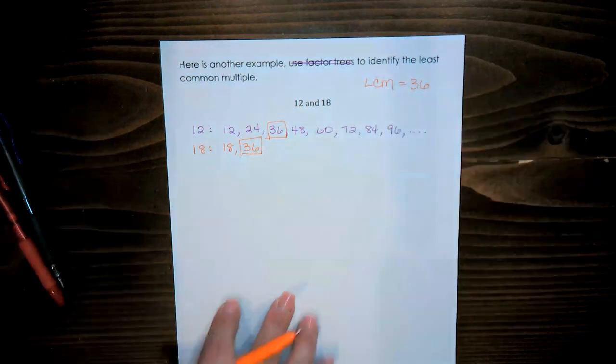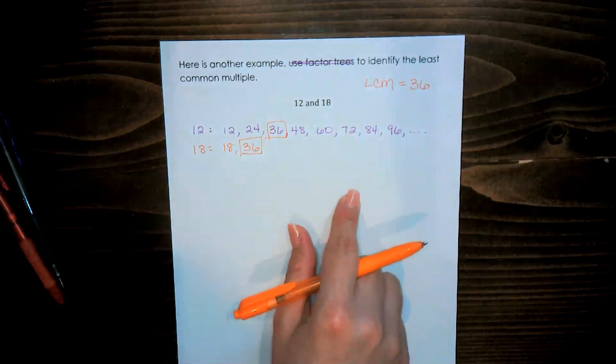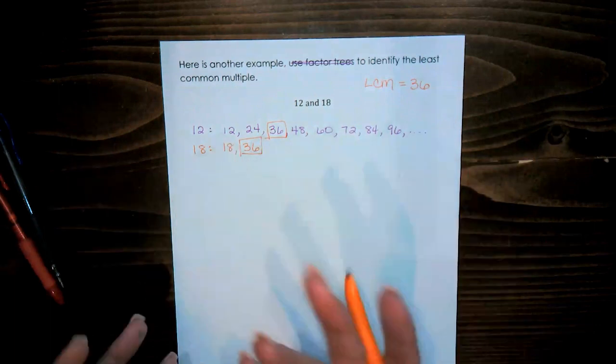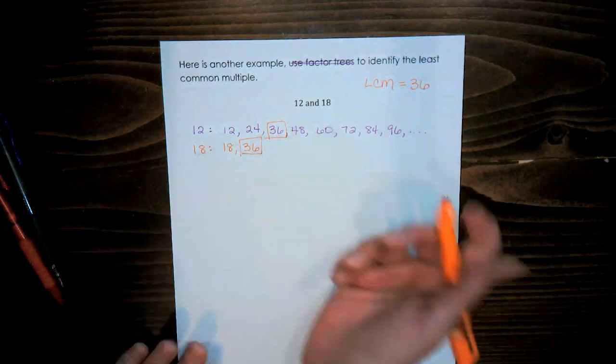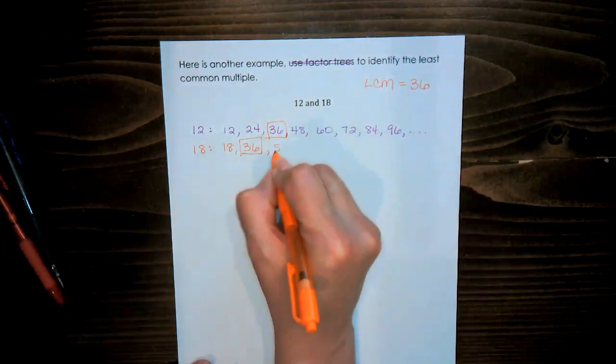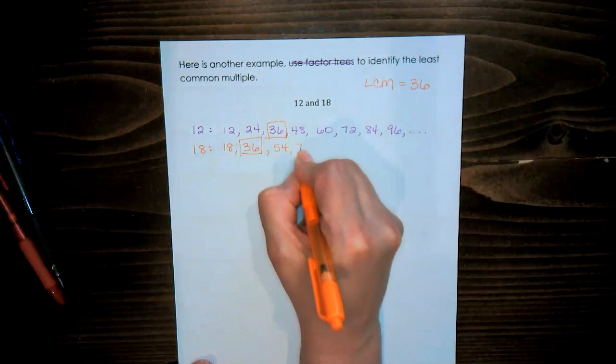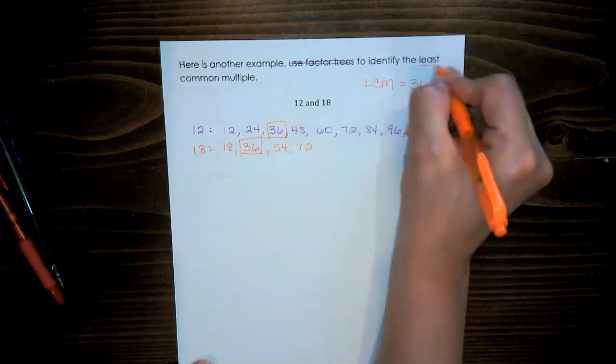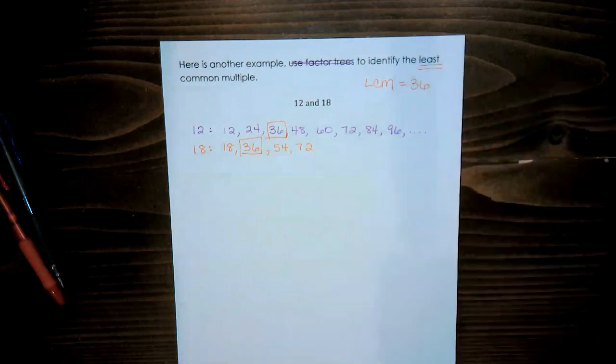I can do it with the factor trees, but I just find listing them to be a little bit easier because I just add 12 every time, I just add 18 every time, till I find the smallest one they have in common. Now, let me say this. They actually have another one in common in 72, but that wouldn't be the least common multiple.